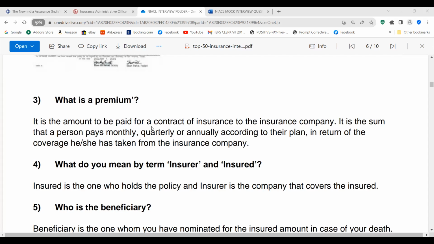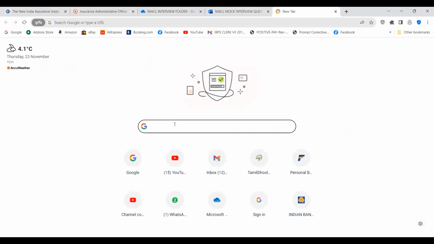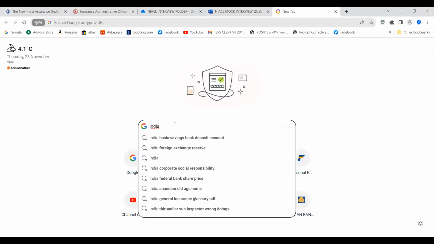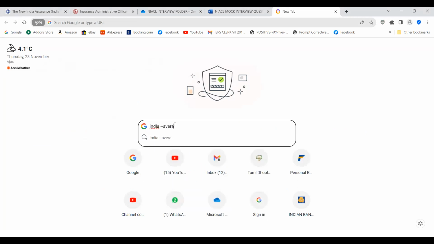What is average insurance? Have you studied about this? You must have studied it in your examination. You don't know? Okay. Sir, can I try? The value of property. Yeah, please try.